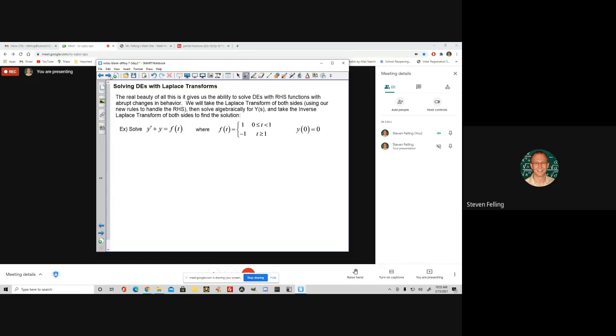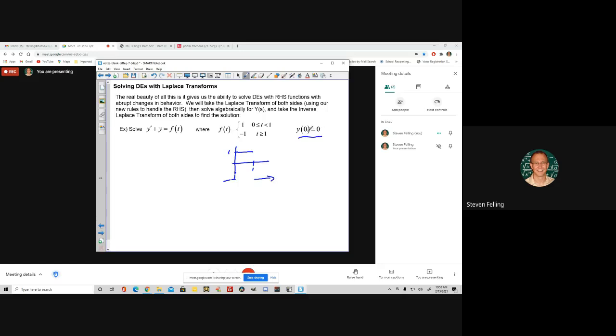So let's say we have this differential equation, y prime plus y equals f of t, where f of t is abruptly changing in time. It's 1 from 0 to 1, and then it switches to negative 1 and continues, and then we have an initial condition.